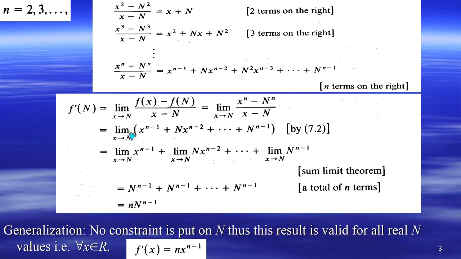x goes to N of x to the power n minus 1 plus N times x to the power n minus 2, etc. And at the end, N to the power n minus 1, the same expression. And what is its limit?